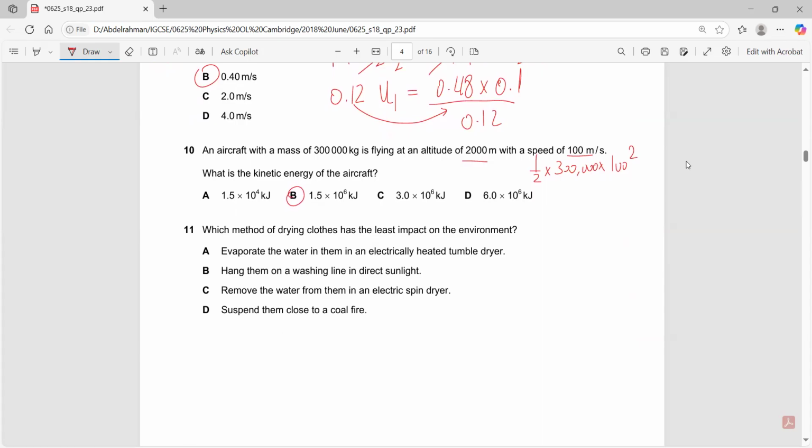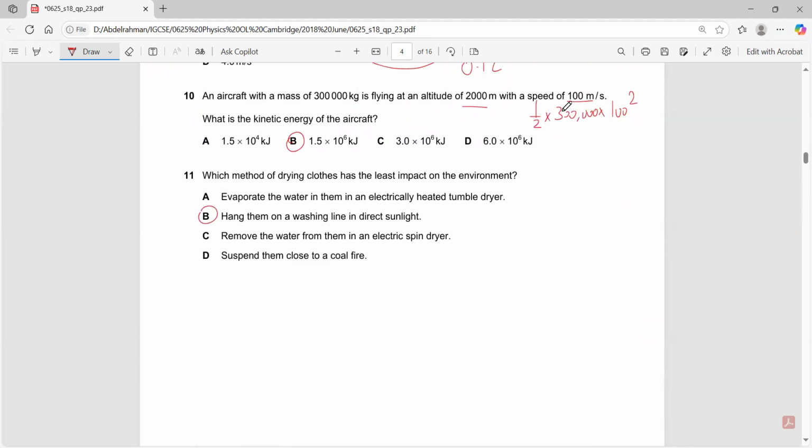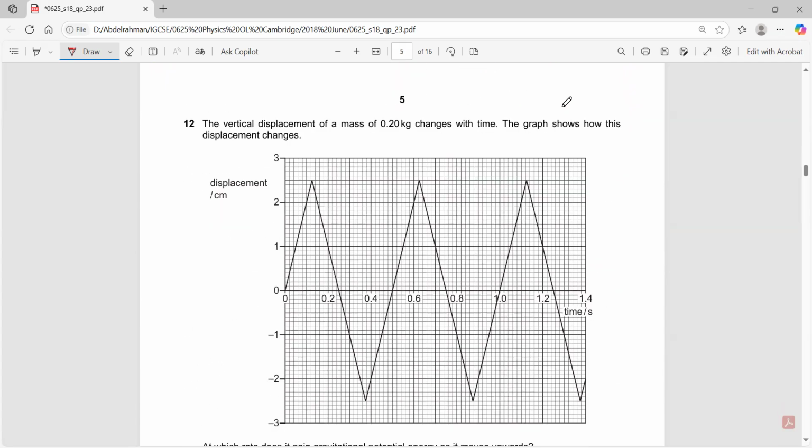Which method of drying clothes has the least impact on the environment? The least impact would be just hanging them on a wash line. All of the others probably would use some sort of electricity or coal. Coal would affect the environment. Using electricity, again, might affect the environment slightly.